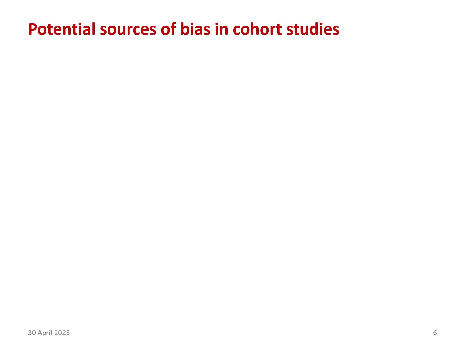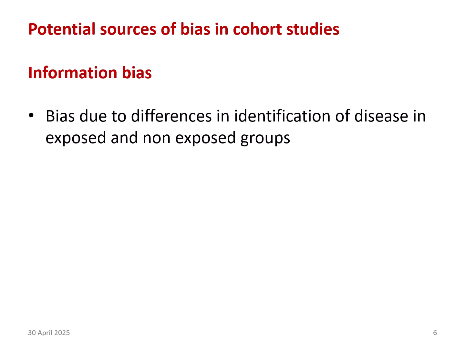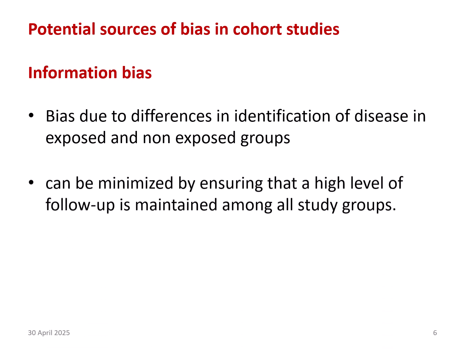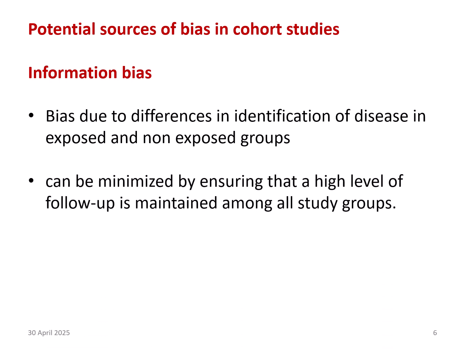Potential sources of bias in cohort studies. Information bias. Bias due to differences in identification of disease in exposed and non-exposed groups. We should use the same method for identification of disease among exposed individuals and non-exposed individuals. Otherwise, there may be differences and it can cause information bias. It can be minimized by ensuring that a high level of follow-up is maintained among all study groups.